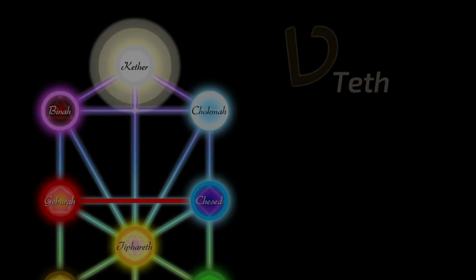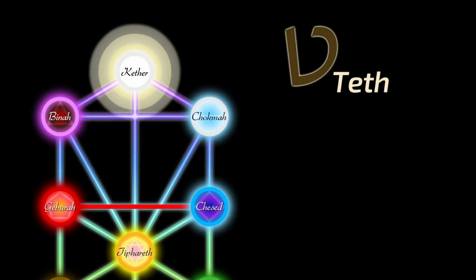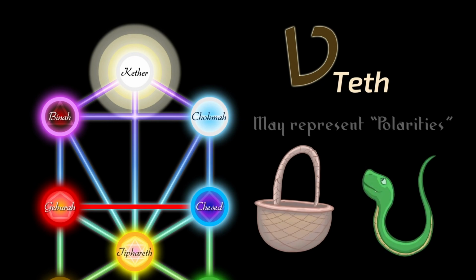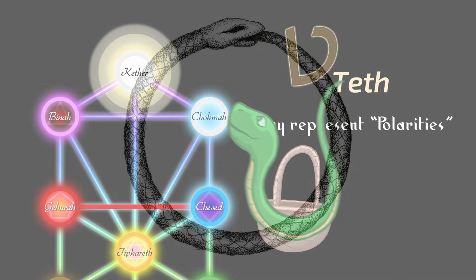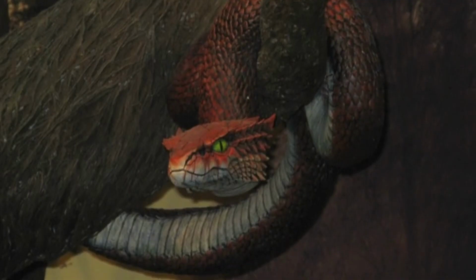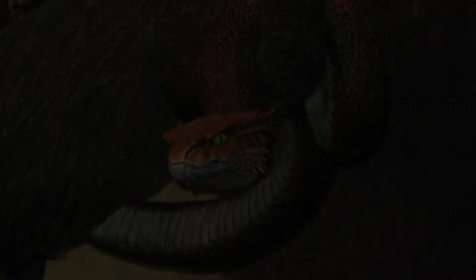The ninth path, Tet. The ninth path is very curious indeed because of the wide array of potentials that it can describe. The two most common relations are that of a basket and of a serpent. This is the mystery of Tet, in that it can represent polarities such as good and evil by the nature of the serpent being both related to the Ouroboros, a symbol of wholeness and infinity, and the serpent in the Garden of Eden from Genesis.